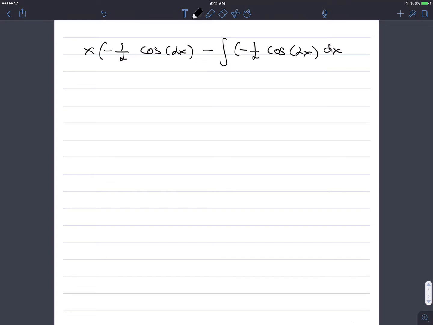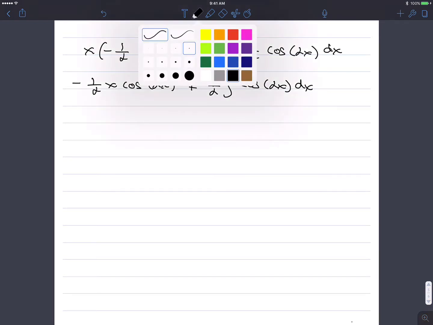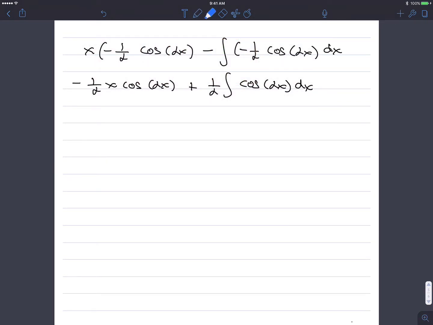So it's dx. Let's simplify. Minus 1 over alpha x cosine alpha x plus 1 over alpha integral cosine of alpha x dx. Once again here, let's focus on this, a t substitution problem to do. Okay, we got t sub. You would call it u sub. That's what it's known as, where you let t be alpha x.